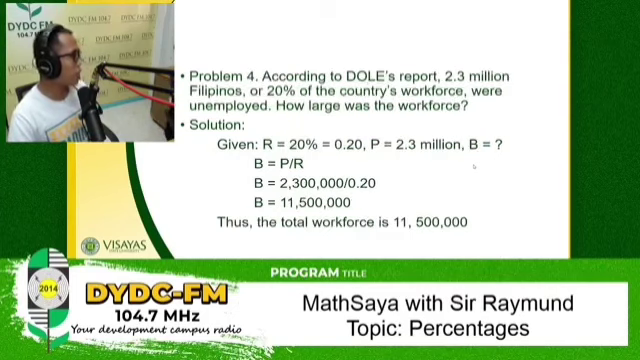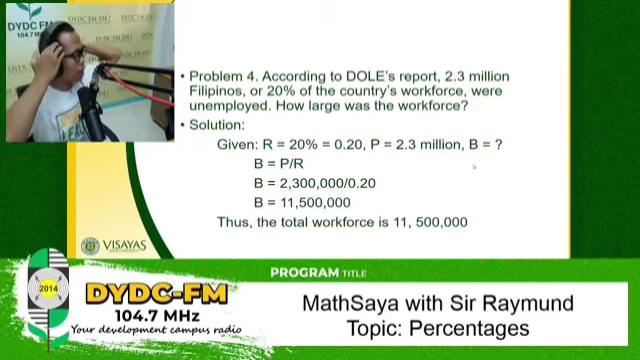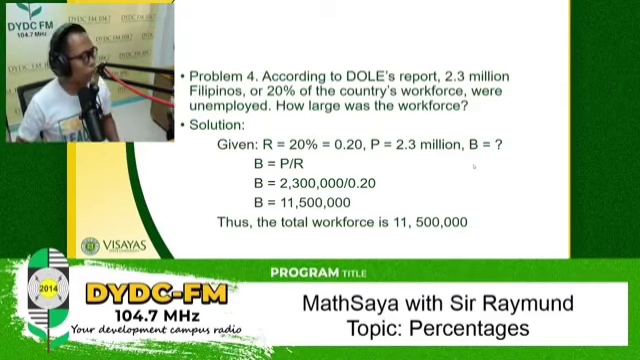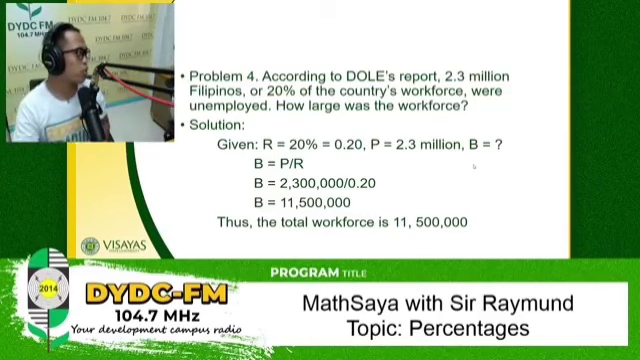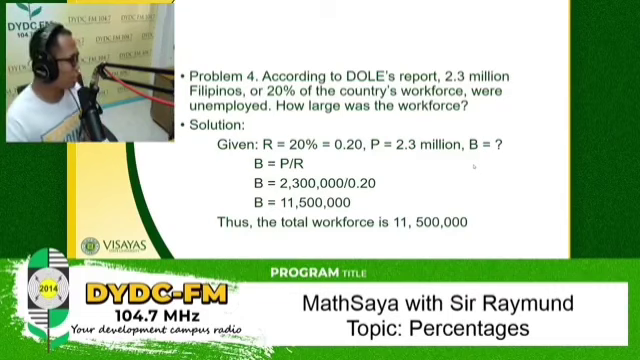Number 4. Second to the last problem. According to DOLE's report, 2.3 million Filipinos or 20% of the country's workforce were unemployed. How large was the workforce? So, pila man diay ang kinatibuk-an? Kung ang 2.3 million Filipinos or 20% of the country's workforce, so kanang 20%, pila man diay ang kinatibuk-ang workforce sa Philippines. Okay? So, given ta nga ang rate is 20% and the percentage is 2.3 million, we are going to find the base, ang kinatibuk-an.